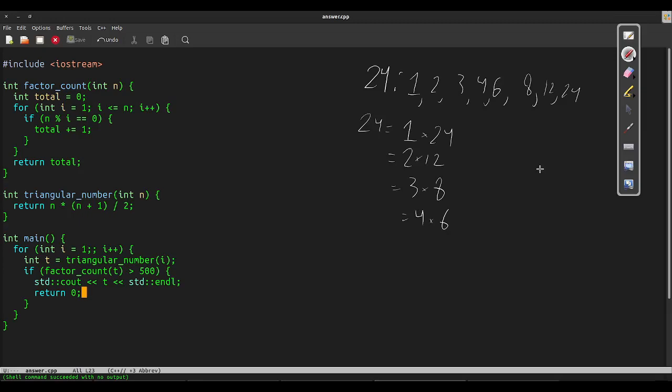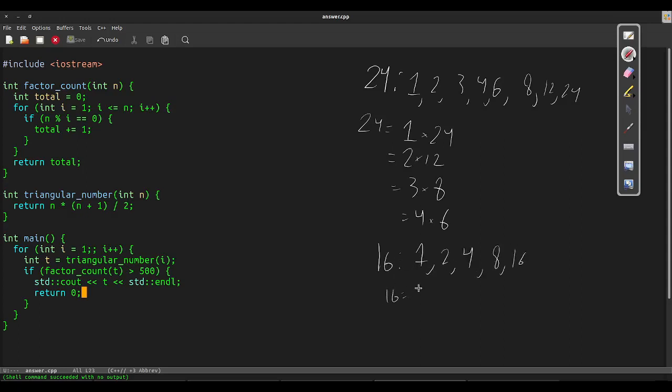Further, in each pair, one of the factors is less than or equal to the square root of n, while the other is greater than or equal to the same. So instead of iterating from 1 up to n, we can iterate from 1 up to the square root of n, and every time we find a factor, we increment our count by 2 to account for the paired term. The only other corner case is one where the square root of n is an integer. In that case, when we encounter a factor exactly equal to the square root of n, we only want to count it once, since n is equal to the product of this factor with itself, not of two distinct factors.